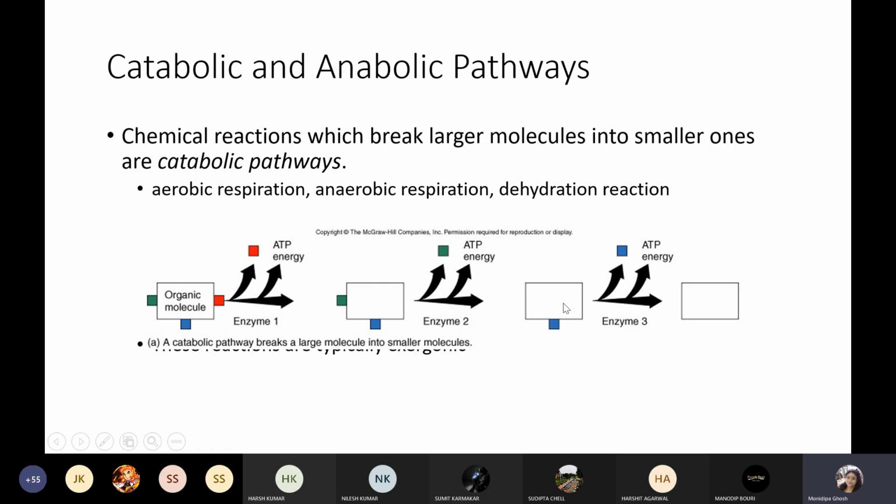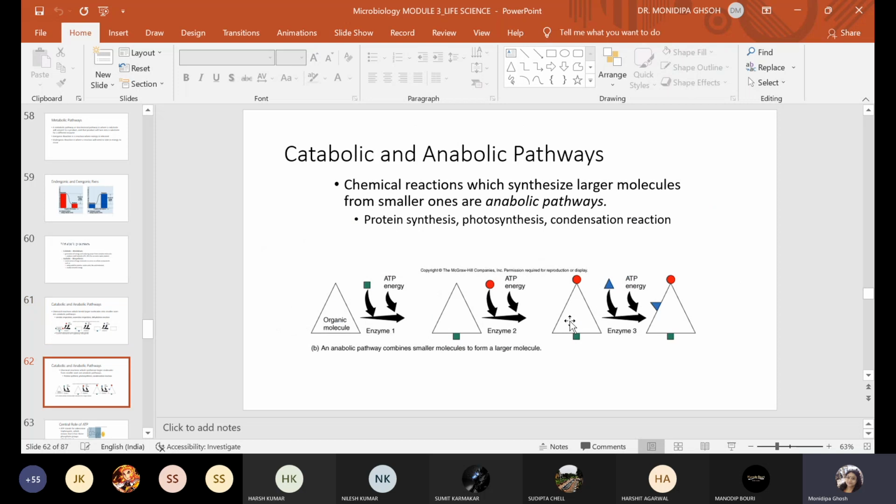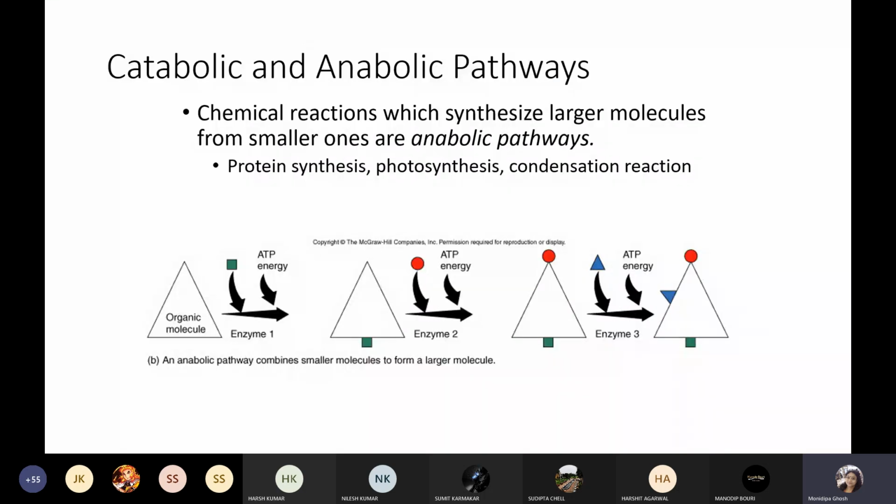Now, what is anabolism? It is consuming ATP because you are producing something. The organic molecule, after the investment of ATP with the help of enzyme, yields some other metabolites, and the higher biomolecules are developed, like after protein synthesis, photosynthesis, condensation reactions, the carbohydrates and proteins are all produced. Understood?